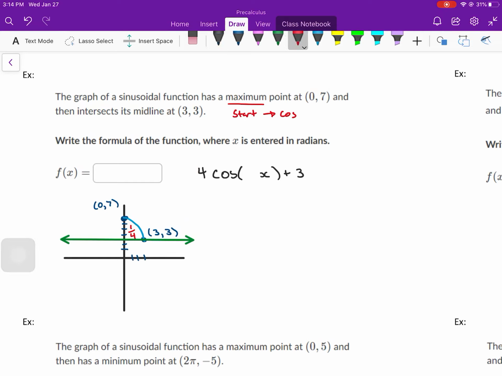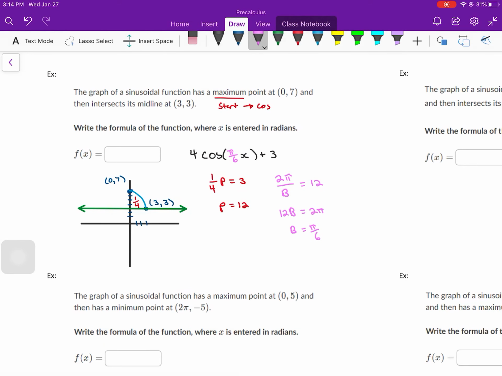So now let's just figure out our period. A quarter of our graph is from 0 to 3. So a quarter of it is 3. So our period, if we multiply by 4, is 12. So 2 pi over b equals 12. So 12b equals 2 pi. So b equals pi over 6. There we go.